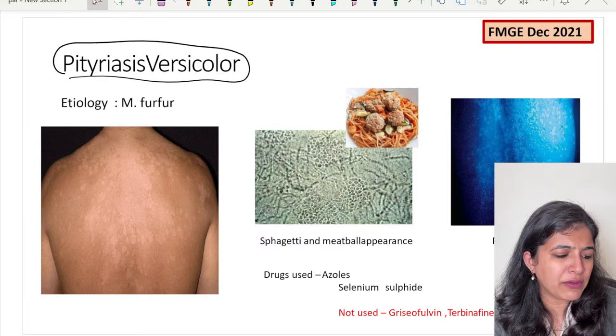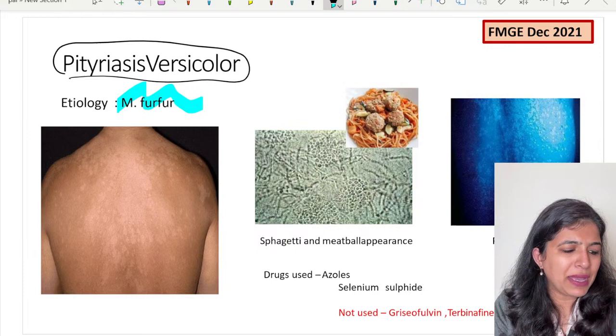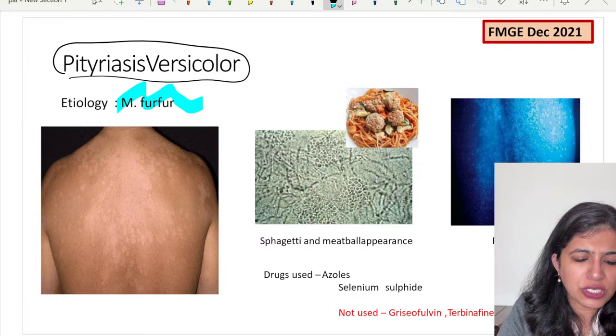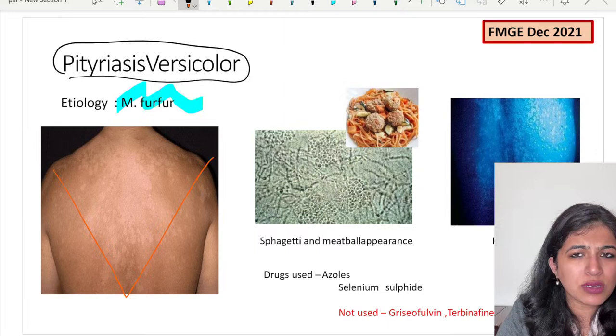So here we have pityriasis versicolor caused by a commensal. This fungus is called as Malassezia furfur. So what we have here is a fungus that causes multiple hypopigmented scaly patches over the upper back and the upper chest. So the question will tell you that the patient has multiple hypopigmented scaly patches all over the back and the chest. What is the causative organism? Malassezia furfur.